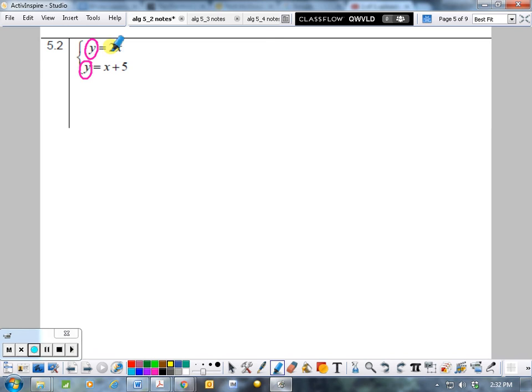So y is equal to 2x, which means in my other equation, I'm going to put the 2x right here. So now I rewrite this equation. So instead of the y, I'm going to put the highlighted portion.